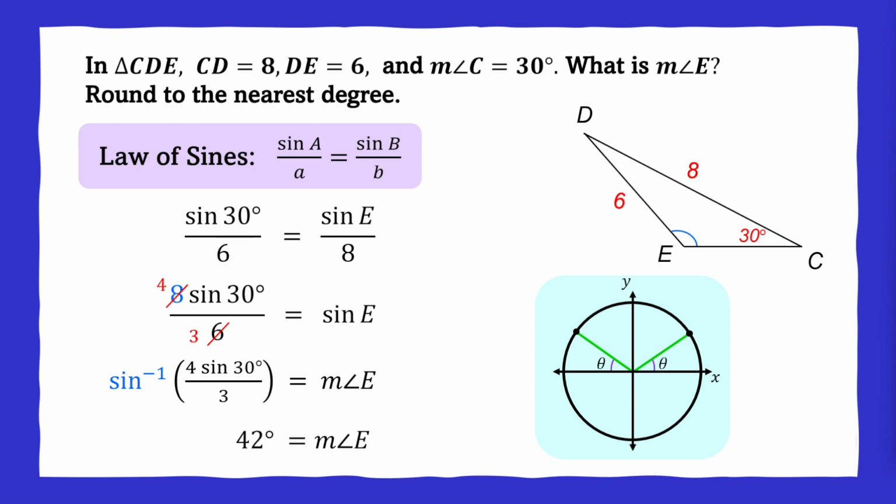Since 138 degrees has the same sine value as 42, the angles in the triangle could also measure 30, 138, and 12 degrees. The triangle would look quite different from the original sketch, but it does match all of the information given in the problem. So there are two possible triangles that could have the given information.